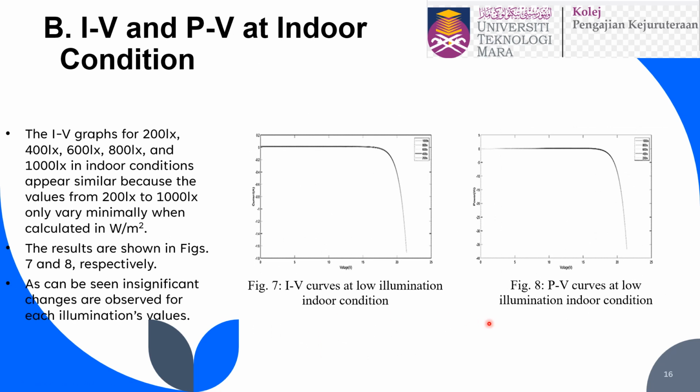Figure 7 and figure 8 show the IV curve and PV curve at low illumination in indoor condition. The graphs for 200 lux, 400, 600, 800 and 1000 in indoor conditions appear similar because the values from 200 to 1000 only vary minimally when calculated in watt per meter squared. As can be seen, it shows insignificant changes for all the illumination values.